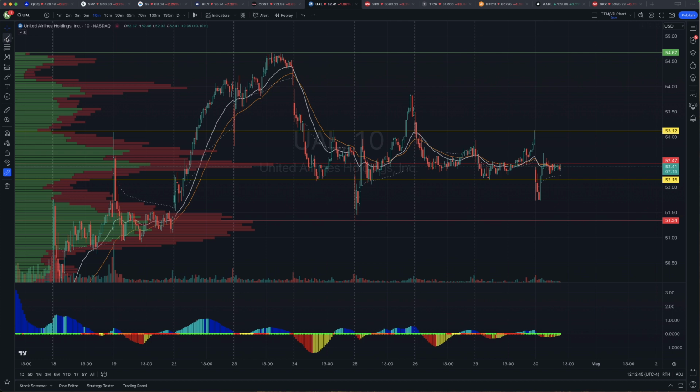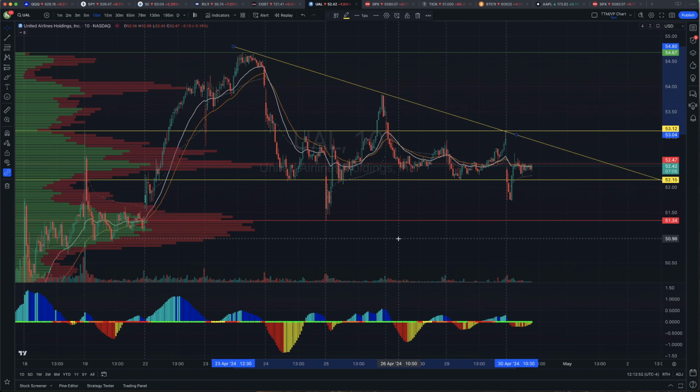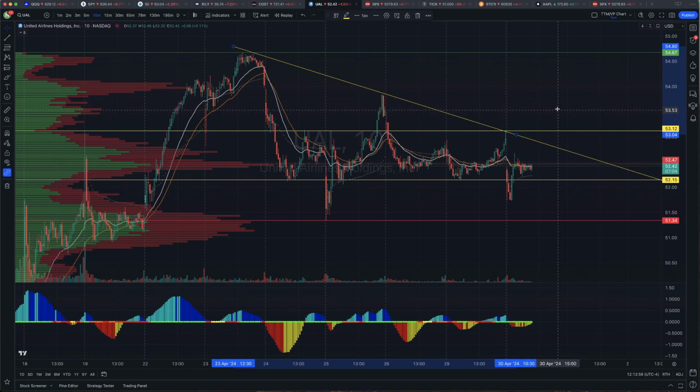I'm also going to draw a trend line from here to here. As you can see, we've touched it 1, 2, 3 times, right? And we're looking for a breakout up and away from that trend line up into this level, okay?